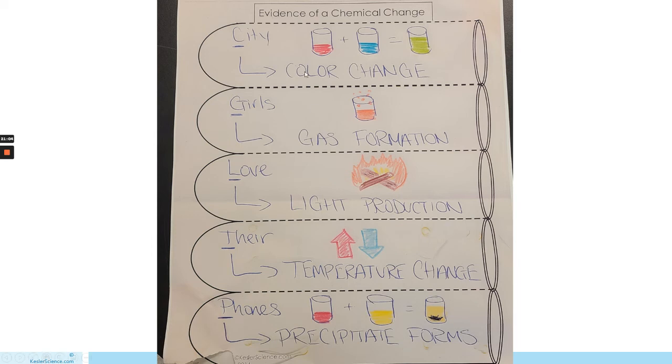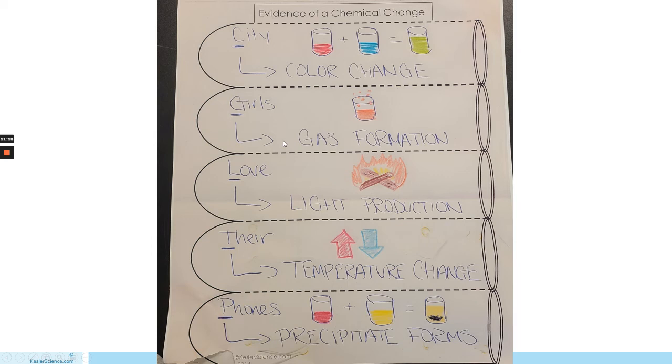So C stands for color change. This is an unexpected color change. If you have a red liquid, you add a blue liquid and it turns green, that means you may have a chemical change. Girls, the G stands for gas formation. If you have bubbles form, if it gets fizzy, like Alka-Seltzer or baking soda and vinegar, you have gas forming.